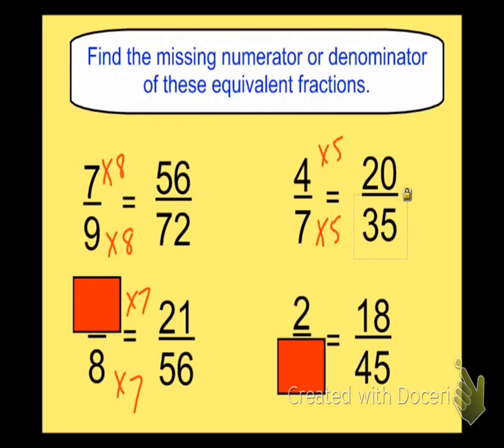8 times 7 is 56. Something times 7 is 21. It would be 3. 2 times 9 is 18. Something times 9 is 45. It would be 5.